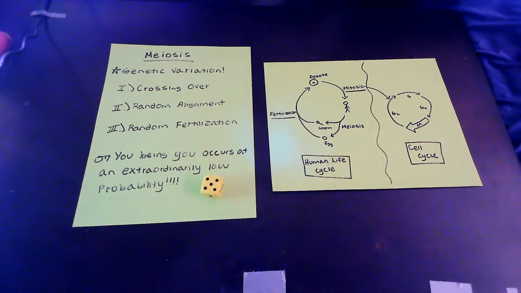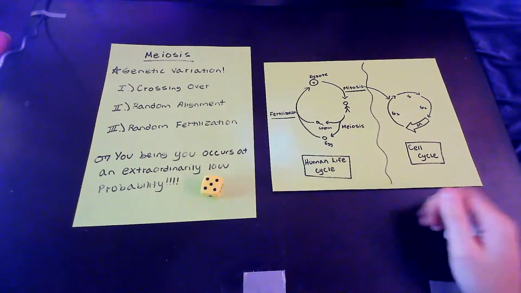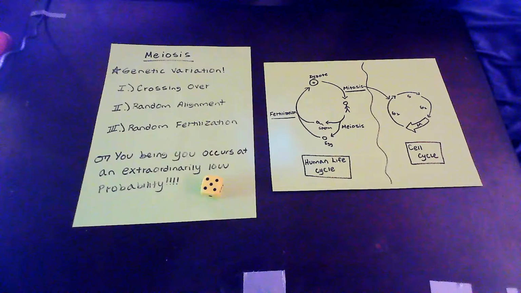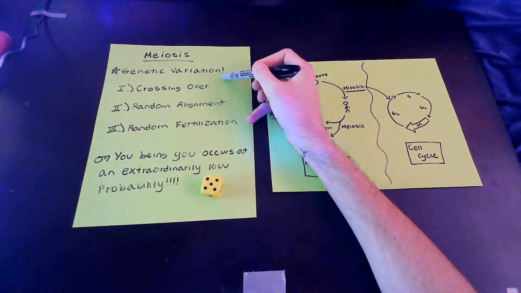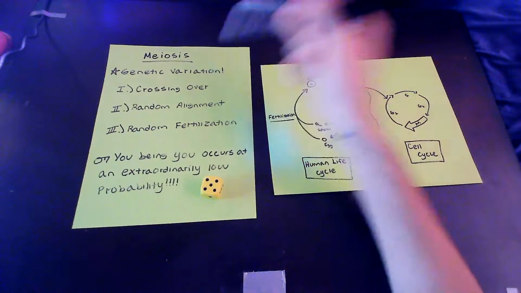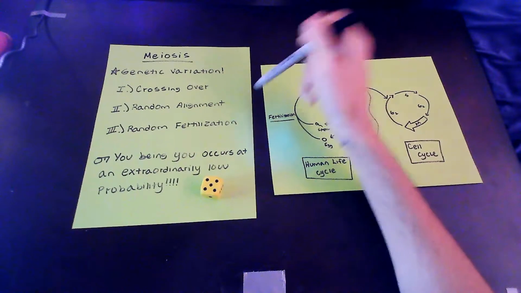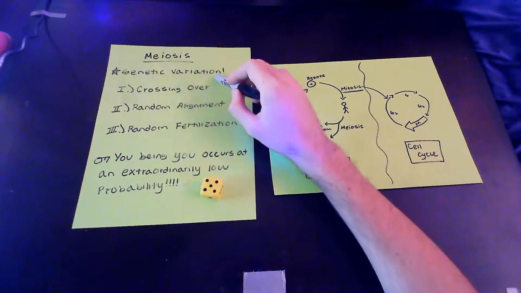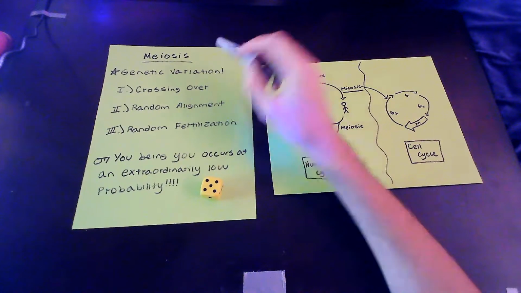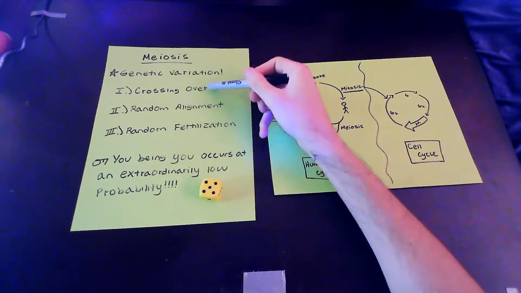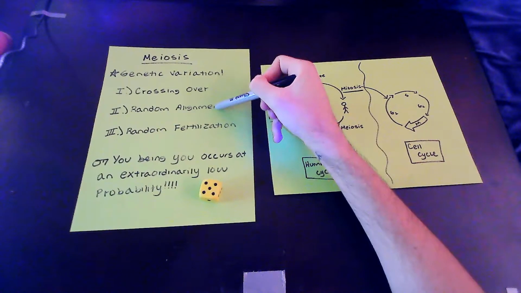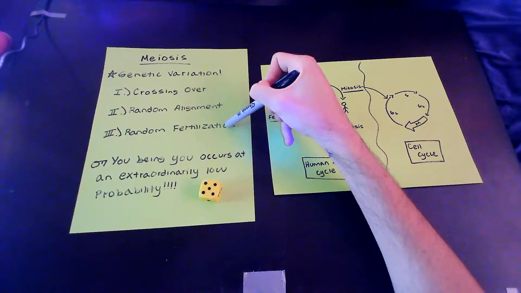Alright, so in this video we're going to talk about meiosis as compared to mitosis. There's some big differences, the main of which is that meiosis is all about creating genetic variation. Mitosis created identical cells, but meiosis is going to form variable sex cells, right? There are three things that contribute to this variation: crossing over, random alignment of the chromosomes, and random fertilization.